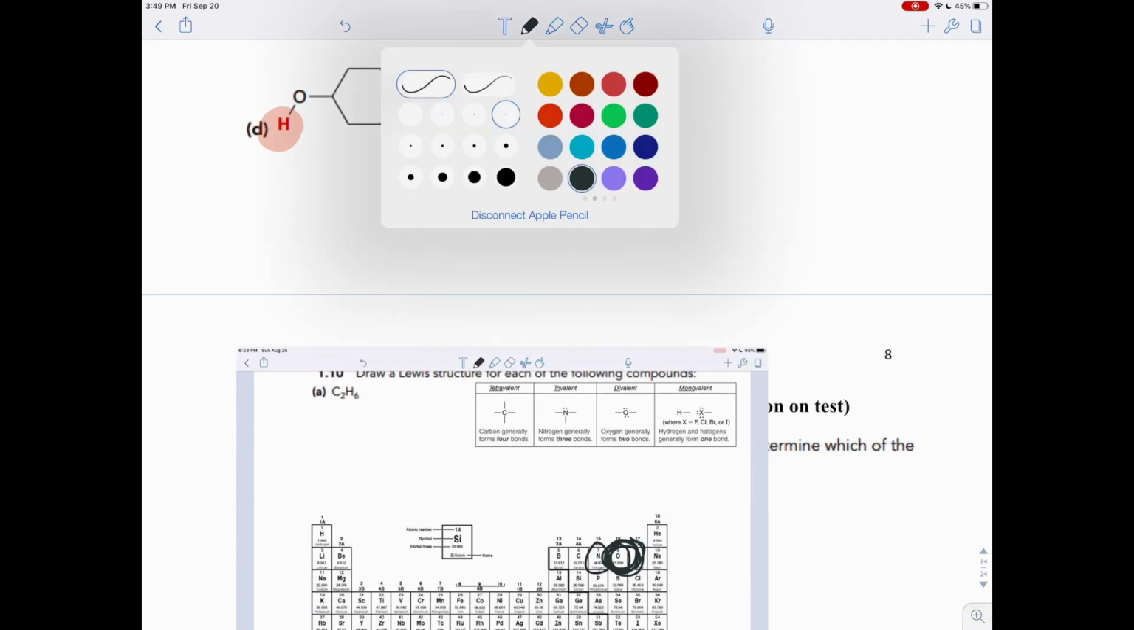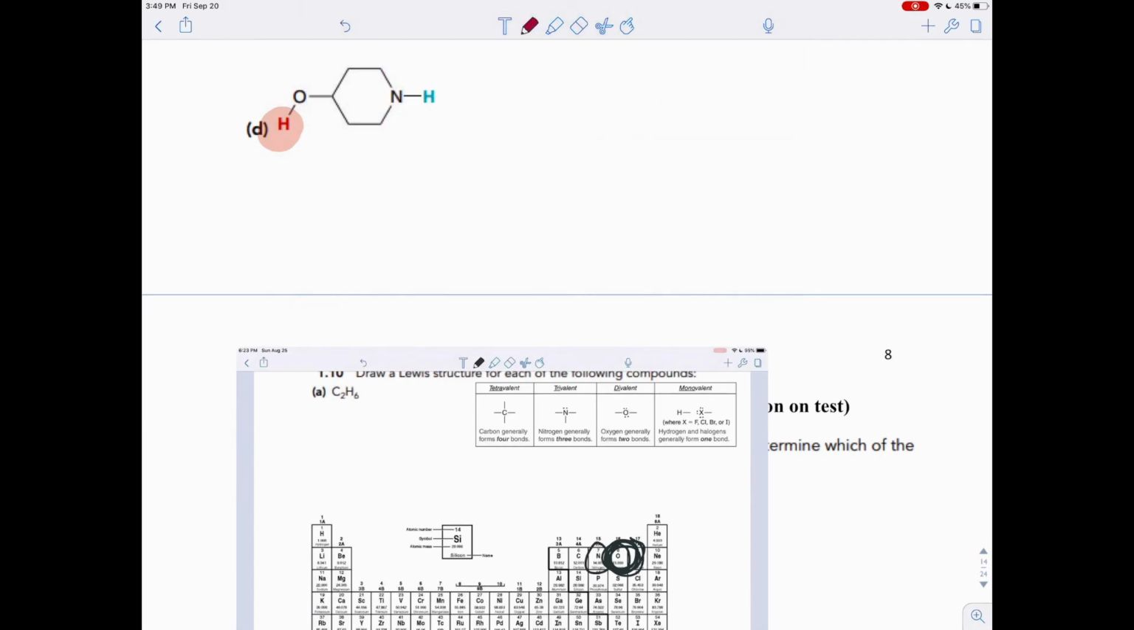And the reason for that, we can see if we draw the two molecules. If the red hydrogen comes off, we'd be left with this. And if the blue hydrogen comes off, we would be left with this molecule. So which is more stable? It's the molecule on the left.